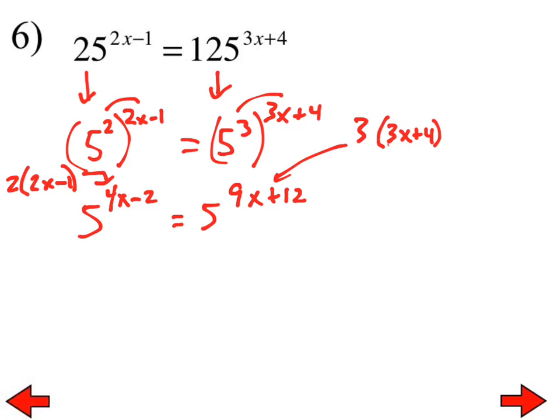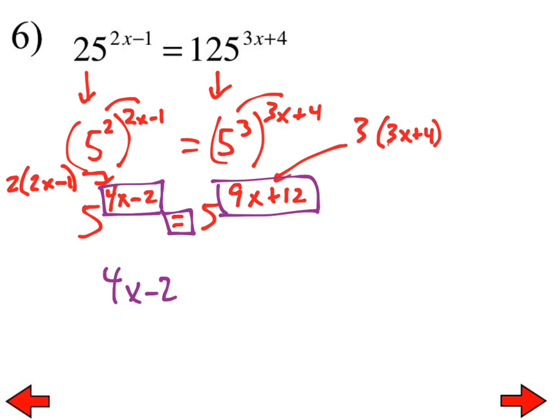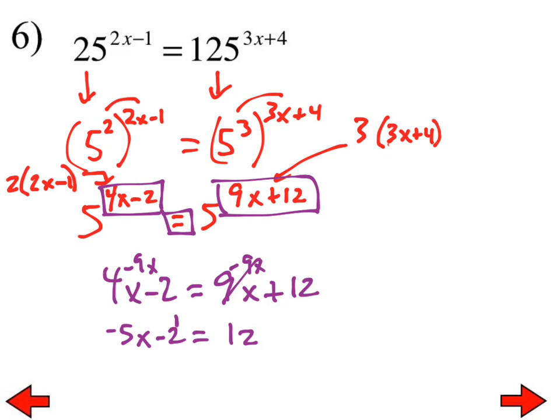Now that we have our common base, we can now set the exponents equal to each other. And for the first time, we have an equation with variables on both sides. But this is one of the reasons why we have been working on that kind of stuff. So I like to get the variables on the left-hand side, so I'll work with that first by subtracting 9x from both sides. Now we have a 2-step equation, so add 2 to both sides.